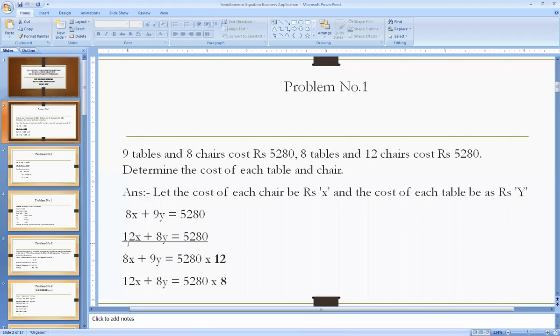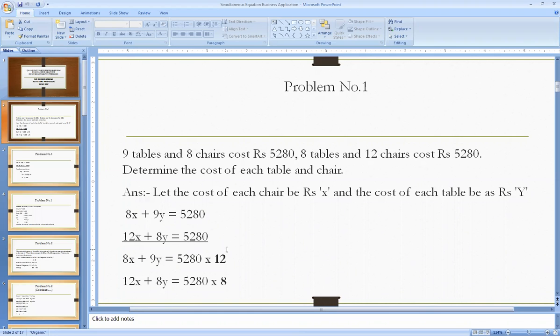Again we have to write one more equation. Because chairs have been considered as x, we write the chairs first, that is 12x, plus the tables, which have been considered as y, so 8y. Both together, when we add 8 tables and 12 chairs, the value becomes 5,280. So 12x plus 8y equals 5,280.